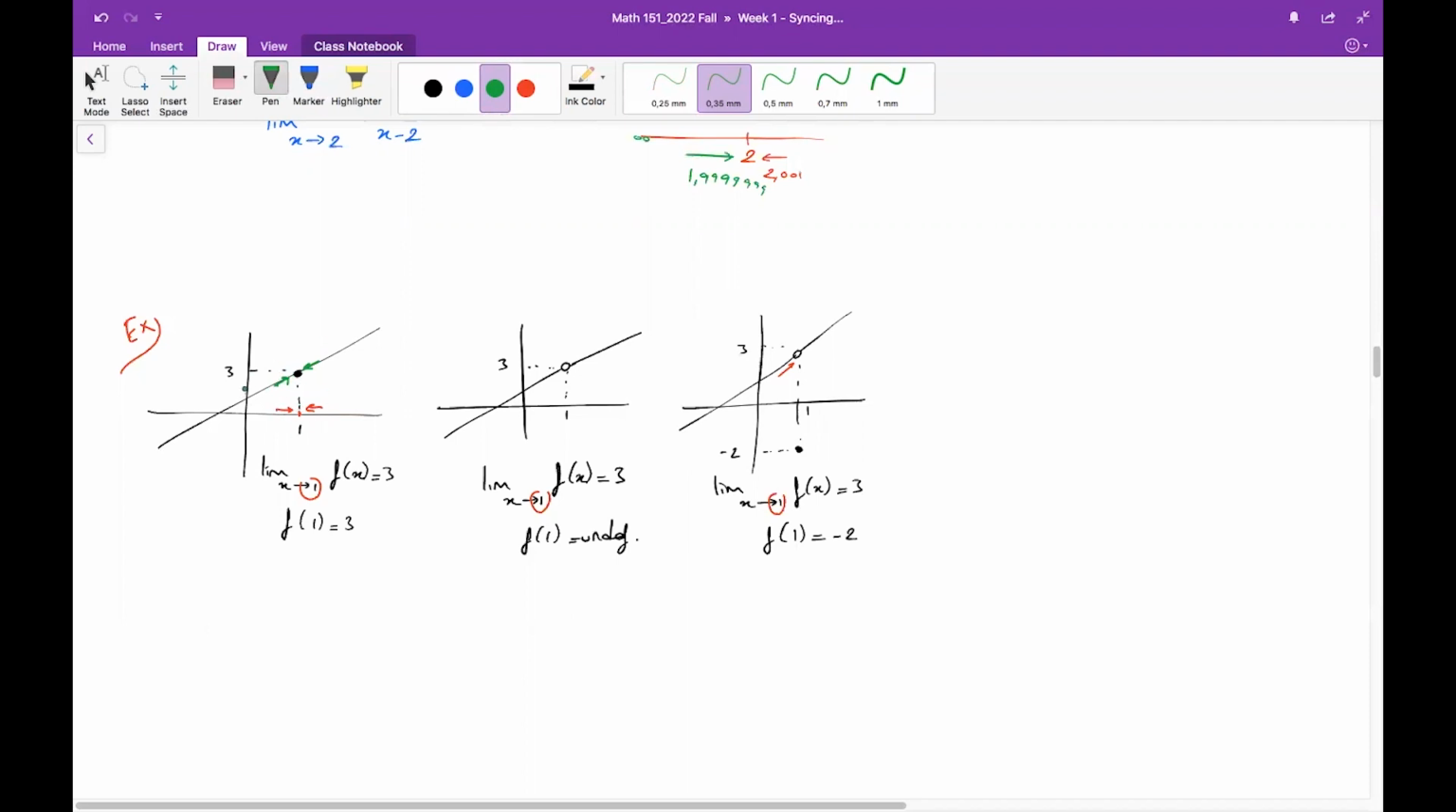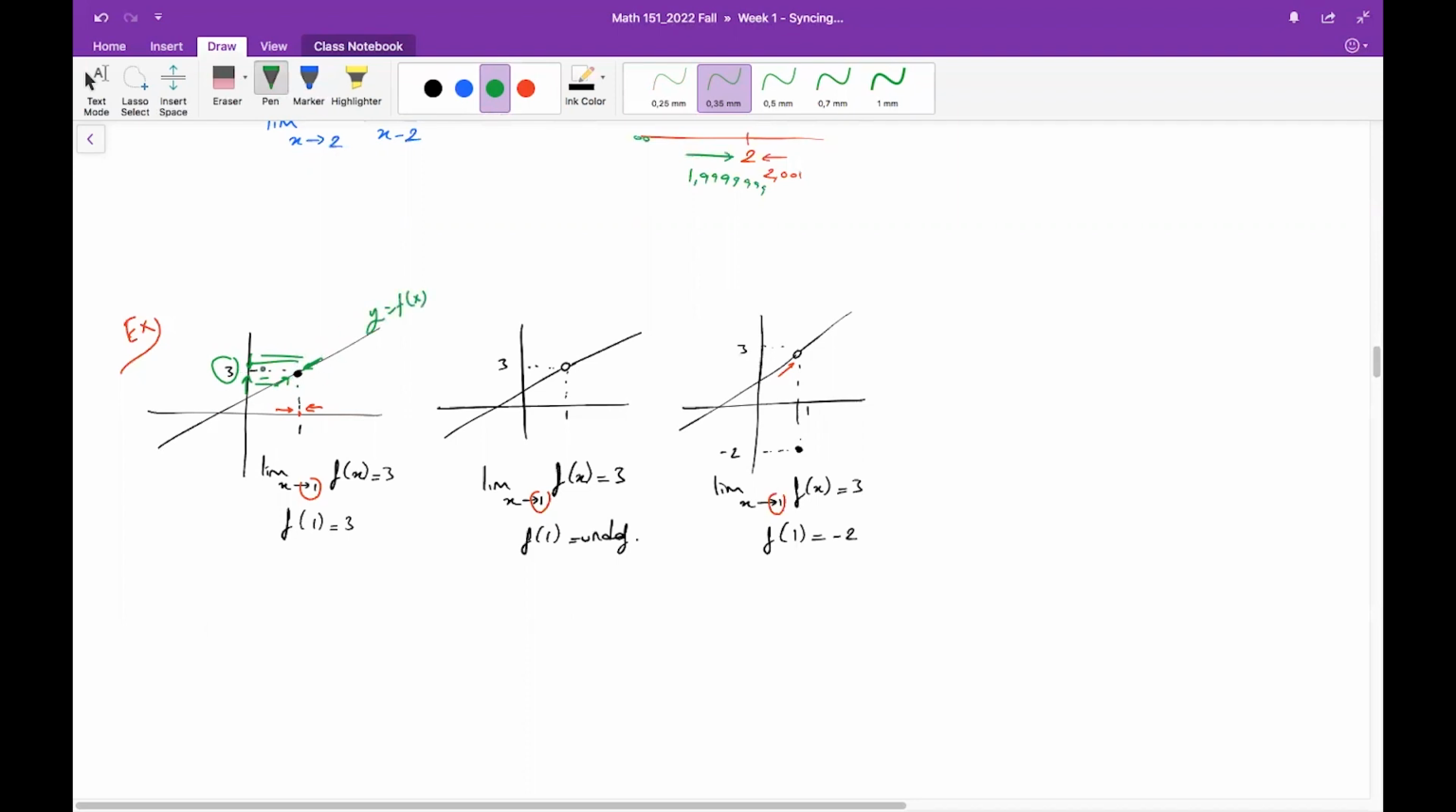From this direction, the values of your function are getting closer and closer to 3. Also in the other direction, the values are getting closer and closer to 3. You see, it is so obvious from the graph. This is the graph of y equals f of x.